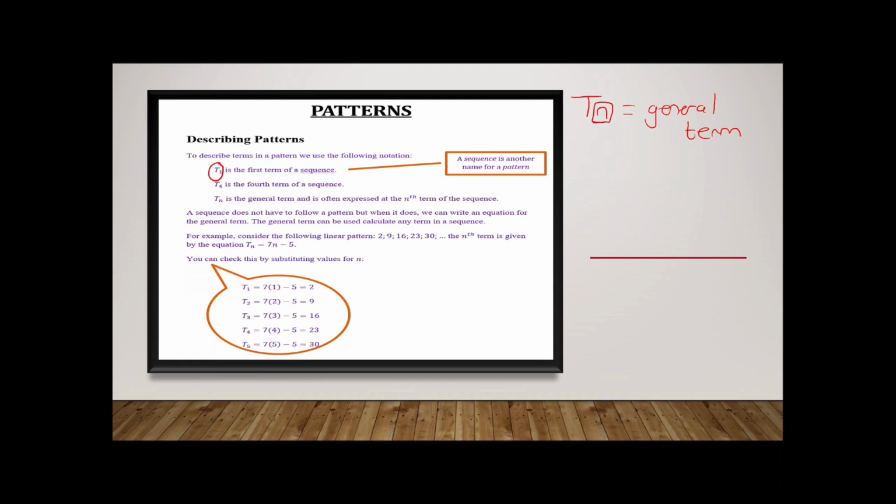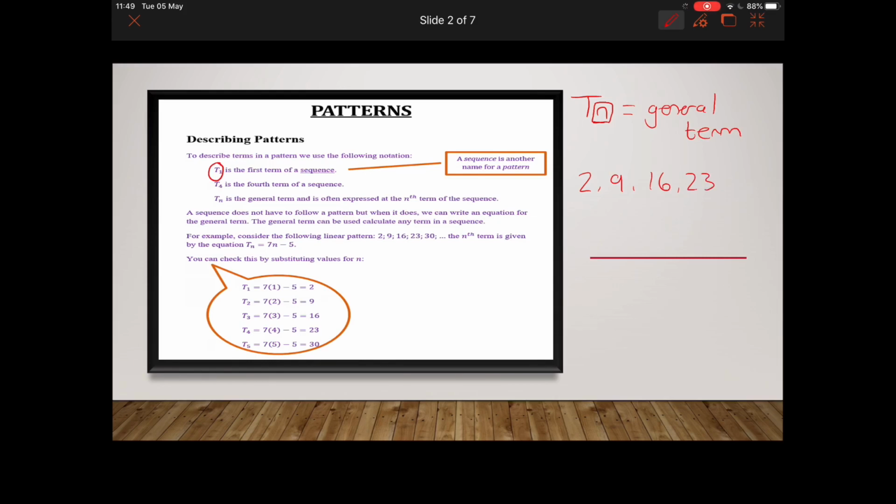All right. So for example, if we're considering the linear pattern, so I'm just going to write it down. I know it's on the page there, but I've got 2, 9, 16, 23, 30, and then so on. Okay, and they tell us that the nth term is given by the equation Tn is equal to 7n minus 5. Okay, so they've given us the equation over there.